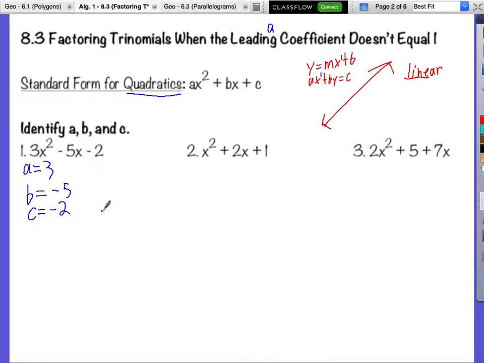Questions on that first one, how we identify a, b, and c? Okay, we just make sure, hey, we're in our standard form, x squared, x to the first, and no x. And we say, okay, well, now what are the coefficients? Making sure we use whatever sign is there. I want you guys to do number 2. So go ahead and do number 2. Identify a, b, and c. And when you do, raise your hand. Or if you have questions, raise your hand.